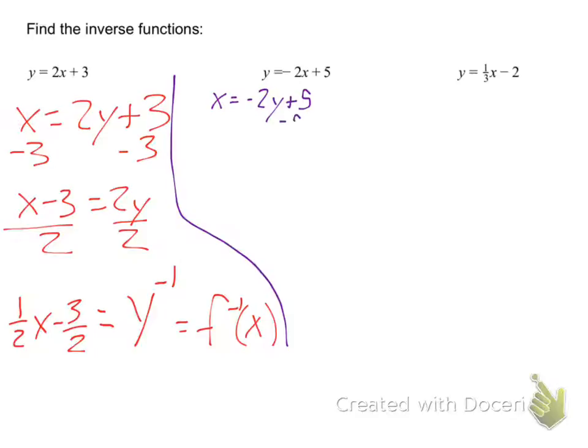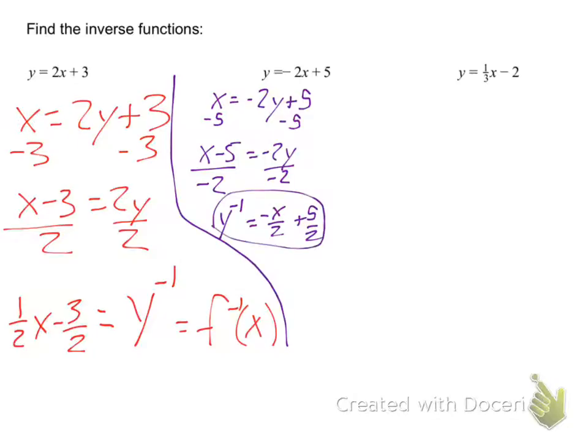Subtract 5. So x minus 5 equals negative 2y. Divide both sides by negative 2. So y inverse is equal to, I switch the sides around, is that okay? Negative x over 2 plus 5 over 2. I put y inverse first, so it's like y equals mx plus b.